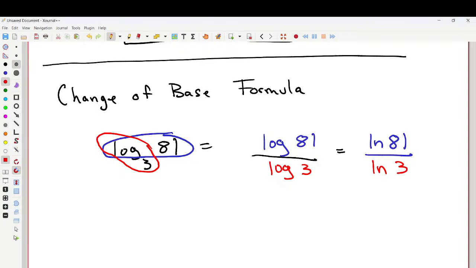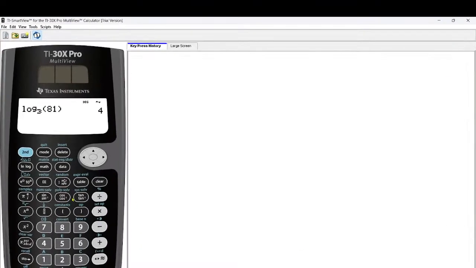You can take any logarithm and change it to a different base using this property. So if you want to use base 10, use the base 10 log of 81 divided by the base 10 log of 3. Or if you want to use base e, then do base e of 81 divided by base e of 3. And just to confirm it, there's one other thing to be careful of.